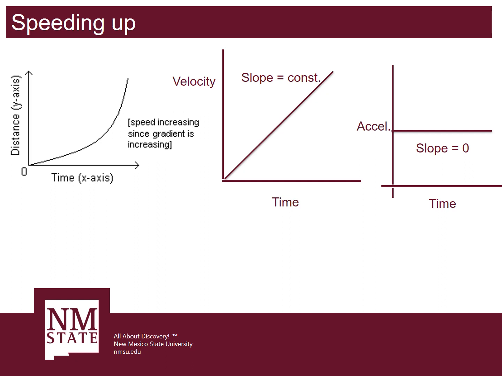Here you have a constant slope, which is a nice straight line angled upward, which tells you that you are accelerating. And then whenever you see the acceleration versus time graph, the slope equals zero, but the number will be the slope of the previous graph.